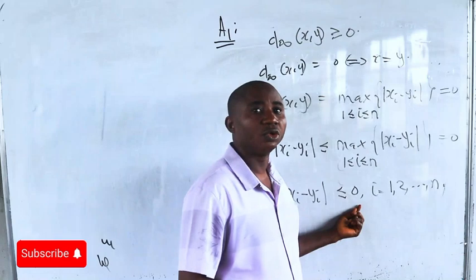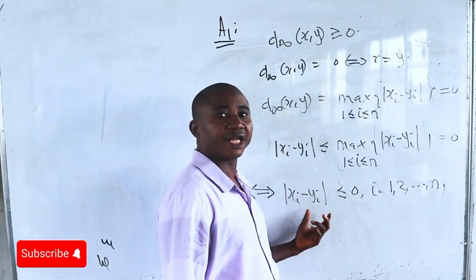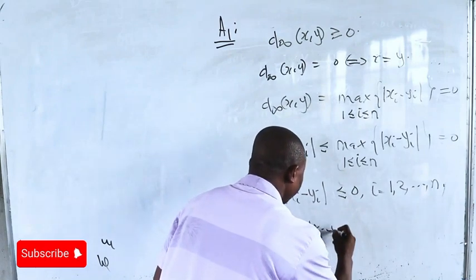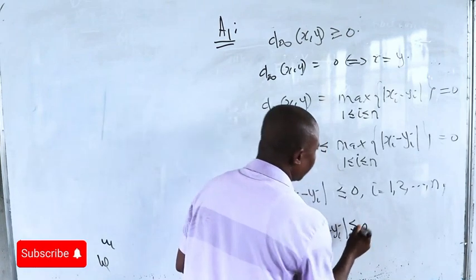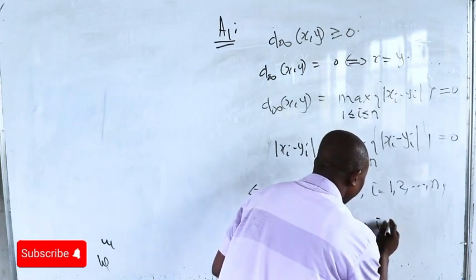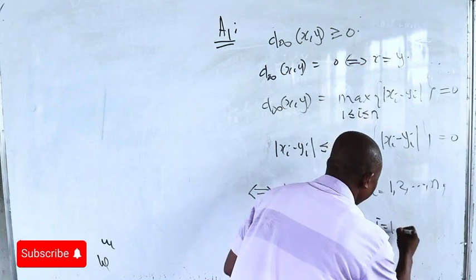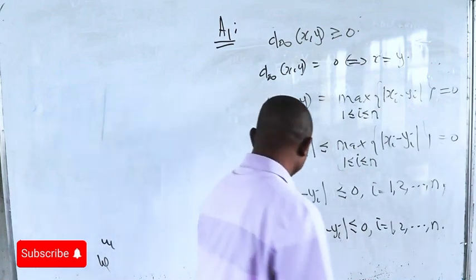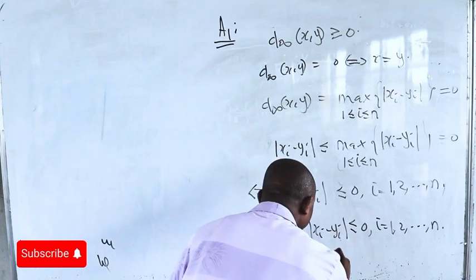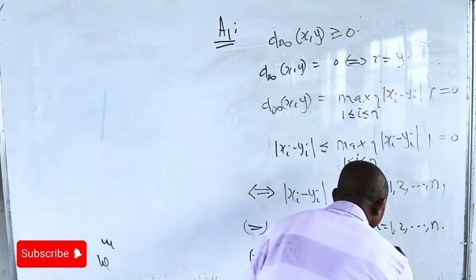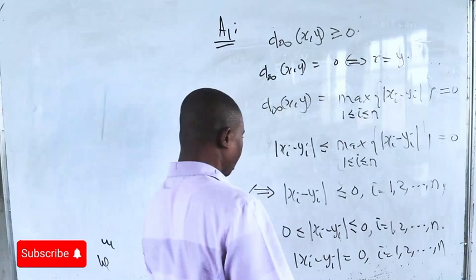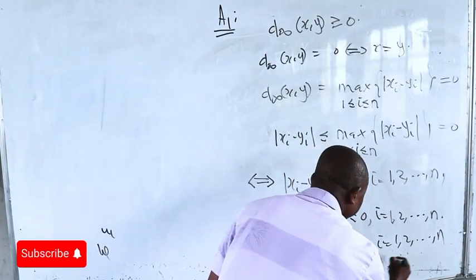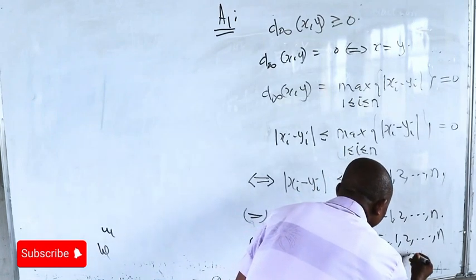If this is less than or equal to 0, but we know that the absolute value of any real number is bigger than or equal to 0. So what we have is that 0 is less than or equal to the absolute value of xi minus yi, and this one is less than or equal to 0, for all i equal 1, 2, up to n. Good. With these two inequalities, we get immediately that the absolute value of xi minus yi is equal to 0, for i equal 1, 2, up to n. And so this means that xi is equal to yi for each i equal 1, 2, up to n.